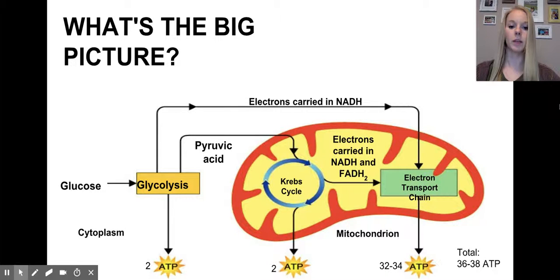Overall, the big picture of respiration is to make energy from glucose. In glycolysis, 2 ATP are made. In the Krebs cycle, 2 ATP are made, and in the electron transport chain, 32 to 34 ATP are made. That gives a total of 36 to 38 ATP being made from one glucose molecule.